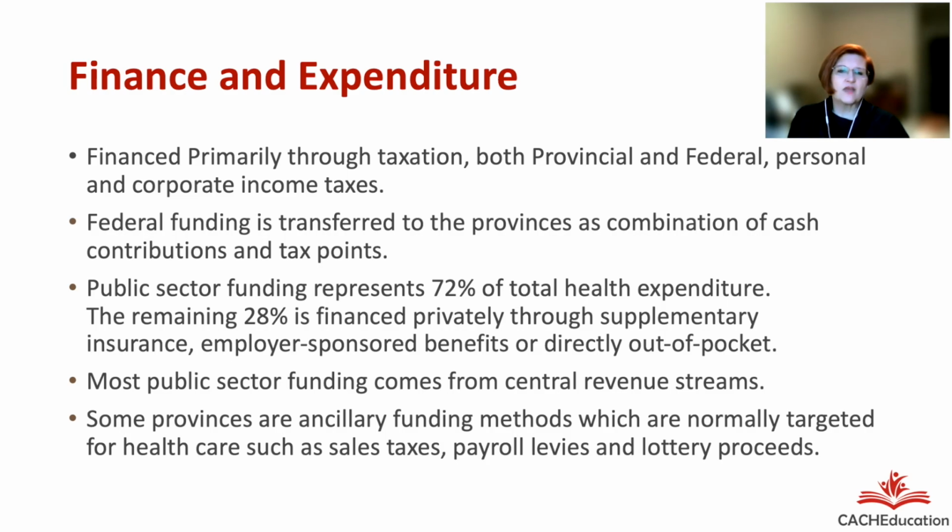And most public healthcare funding comes from a central revenue stream. Some provinces have ancillary funding methods, which are normally targeted for healthcare, such as sales taxes, payroll levies, or lottery proceeds.